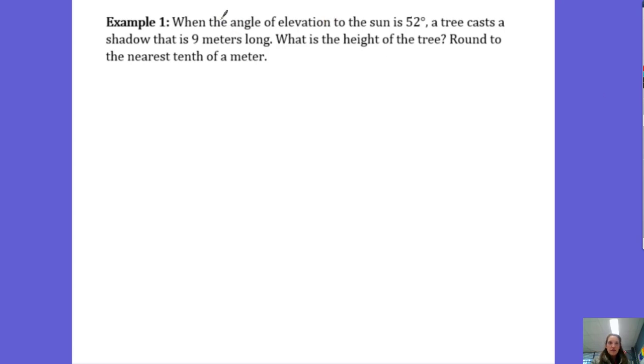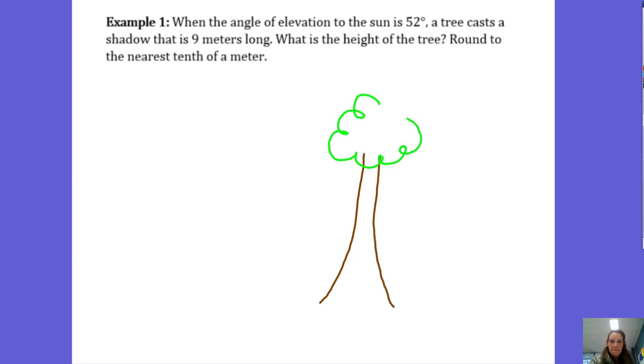Okay, here's our first example. When the angle of elevation to the sun is 52 degrees, a tree casts a shadow that's 9 meters long. So here is our tree, and let's say here is the sun.